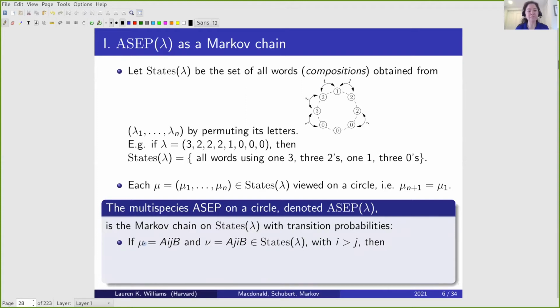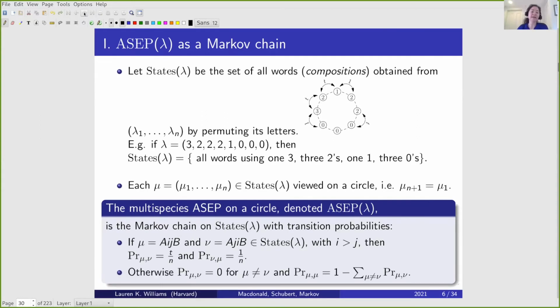So if mu is a particular state, so this is a word, and here capital A and capital B are shorter words and I and J are 2 letters in the middle. And if nu is the same word, except these particles of weights I and J have swapped places, and if I is bigger than J, then the probability of going from state mu to nu is T over N, and the probability of going from nu to mu is 1 over N. So this is how I'm defining my transitions in the Markov chain. And in any other situation, the probability of going between 2 distinct states is 0.